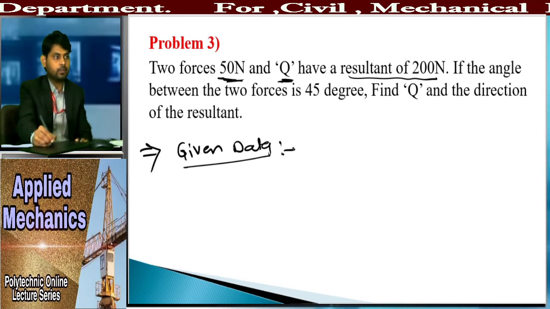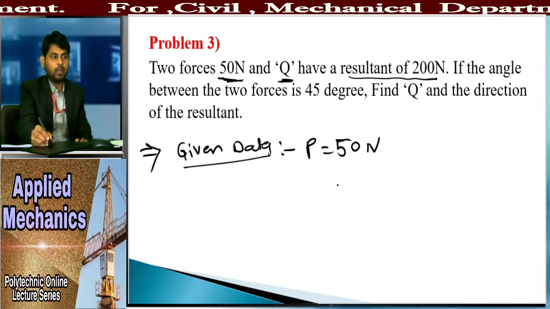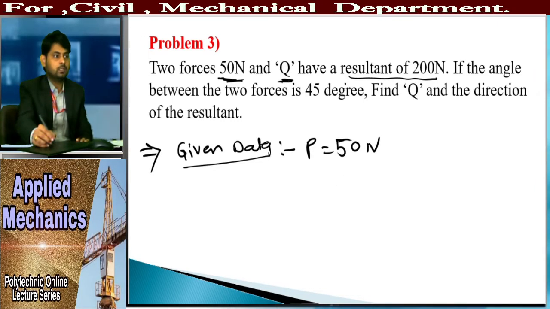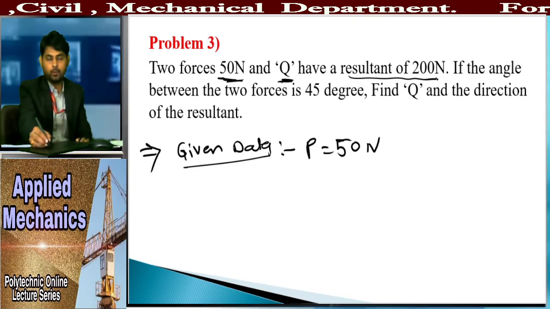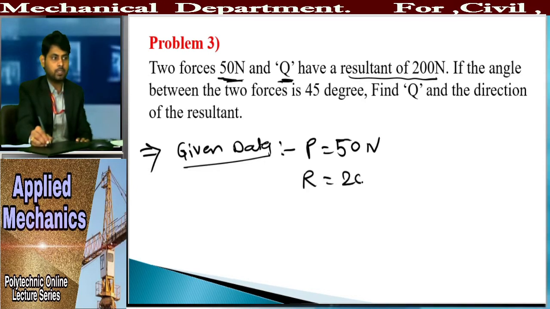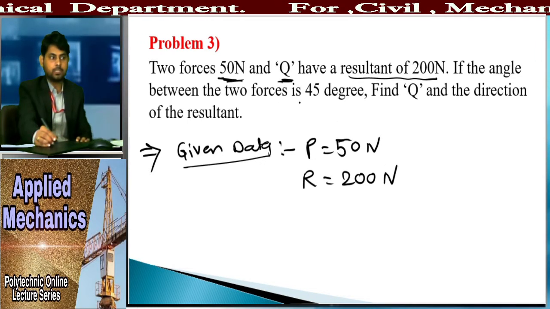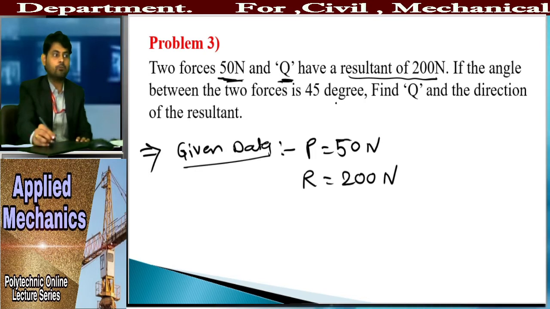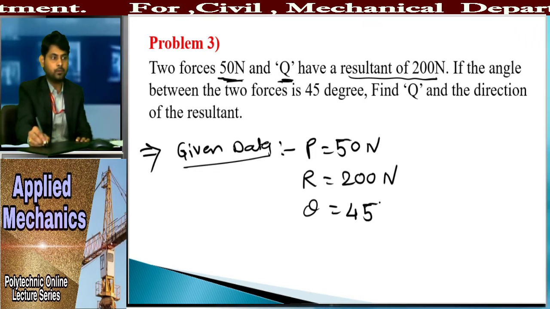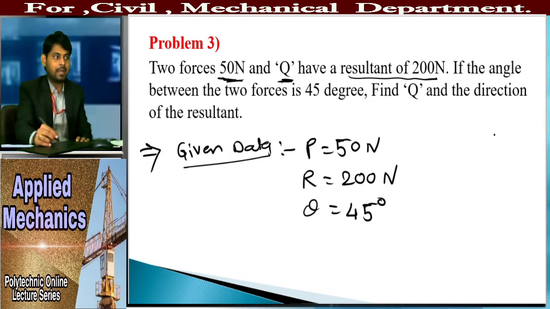See here your given data, P is equal to 50 Newton. This value is given to us. After that, Q is not given to us. Then we have a resultant of 200 Newton. So we have been given a resultant, R is equal to 200 Newton. If the angle between the two forces is 45 degrees, theta is equal to 45 degrees, right? Then find Q and the direction of the resultant.